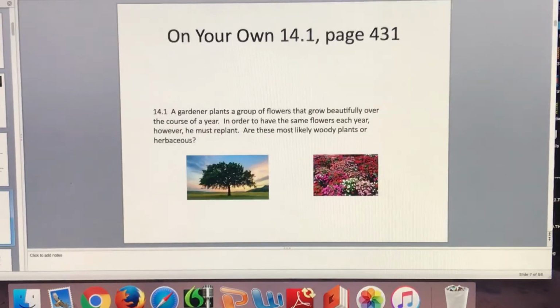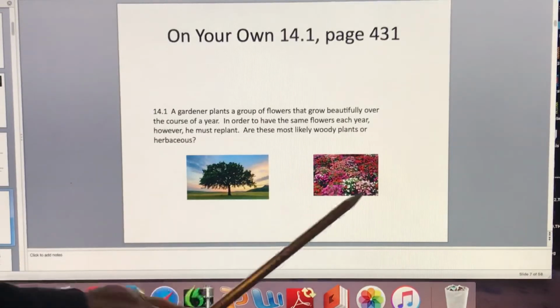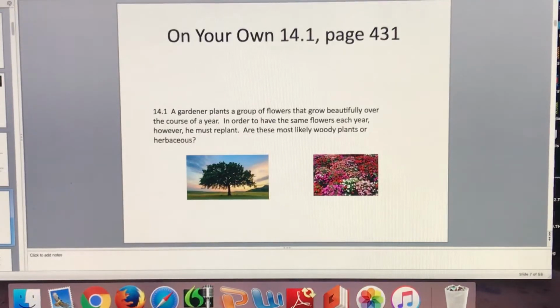All right, so let's look at On Your Own on page 431. It says, a gardener plants a group of flowers that grow beautifully over the course of a year. In order to have the same flowers each year, however, he must replant. So it's asking, are these most likely woody plants or herbaceous? Woody plants, again, would be like a tree. Herbaceous are the ones with the softer stem. It would definitely be the herbaceous. I believe this is pictures of impatiens, which have to be planted year after year.